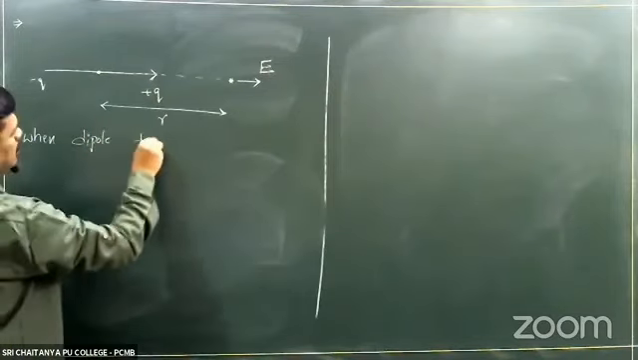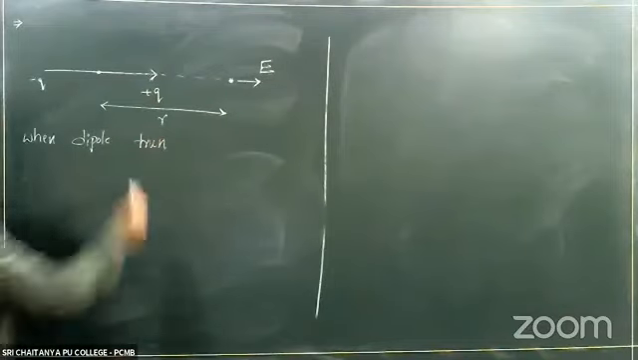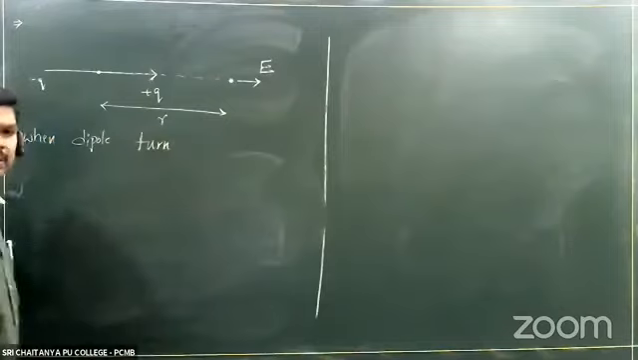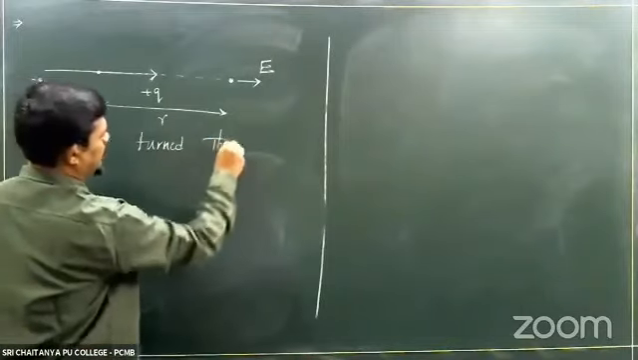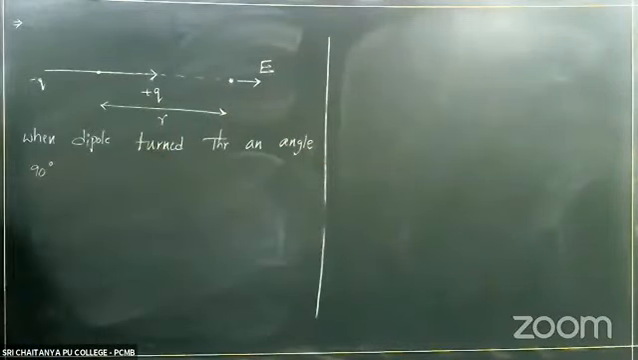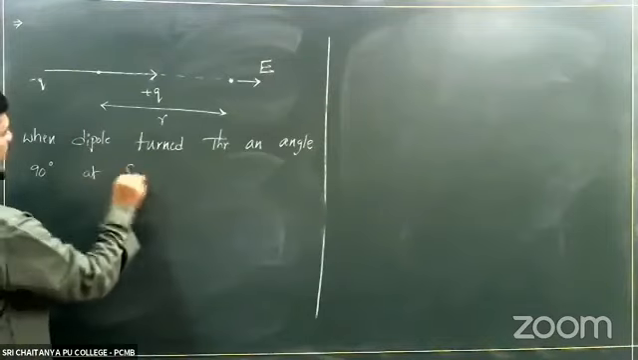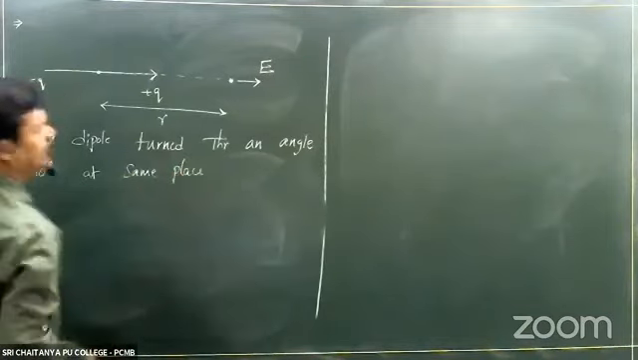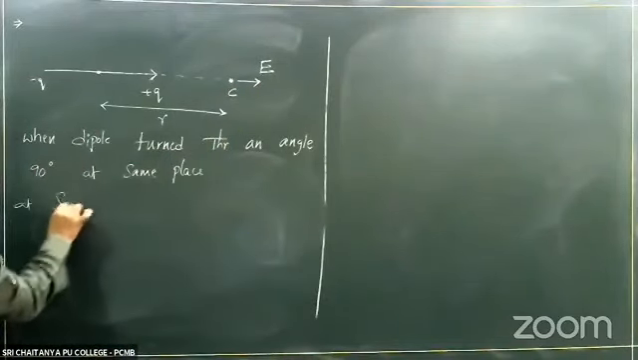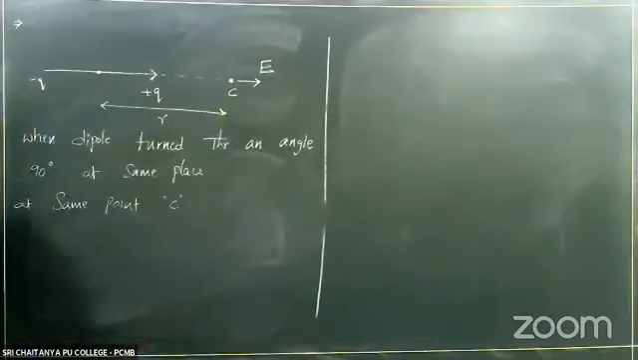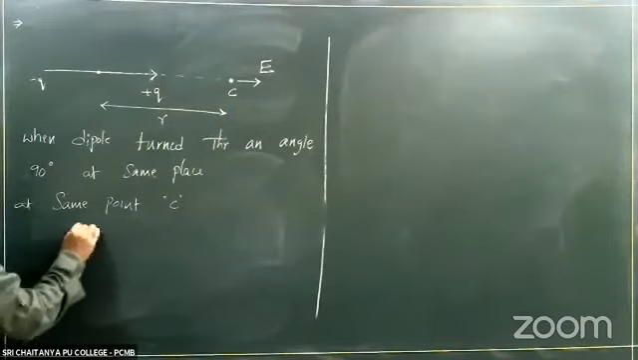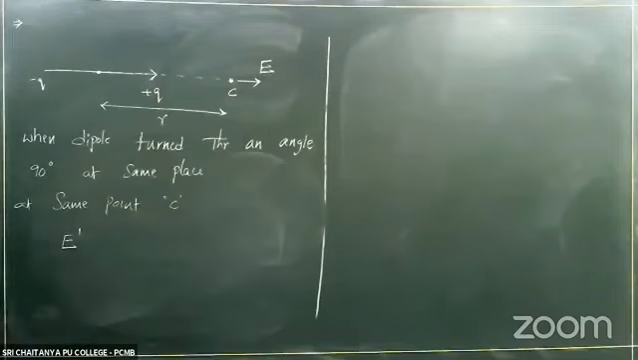When the dipole is turned through an angle of 90 degrees at the same place, at the same point C, what is the intensity? This is the question asked.